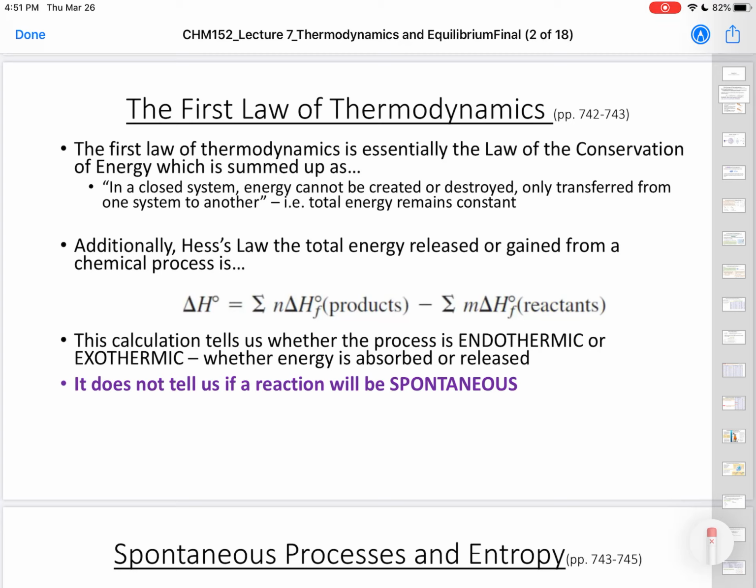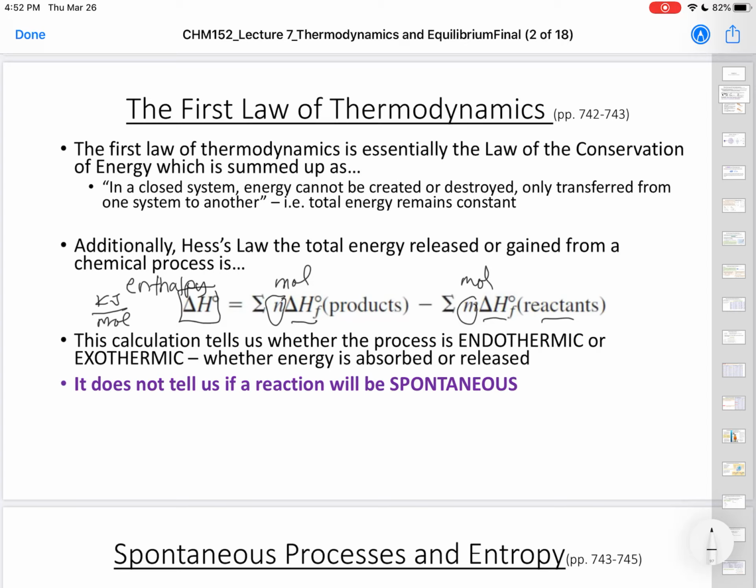This leads us to talk about Hess's law and the idea that the total energy released or gained from a chemical process is equal to delta H. Delta H is what we call the enthalpy. And basically, enthalpy is usually expressed as kilojoules or joules per mole. It is the sum of the moles times the heat of formation of all the products, subtracted from the sum of the moles times the heat of formation of the reactants.